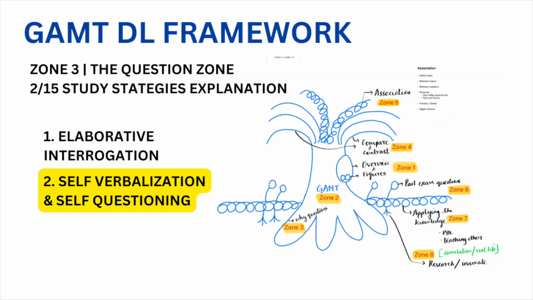The second learning method is self-verbalization and self-questioning. Self-verbalization is talking about the learning that is happening, and typically it involves you summarizing verbally the information that you have learned so far, right? That's self-verbalization. Self-questioning is very similar to elaborative interrogation, but the context is slightly different. For example, let's take BNP as an example, right?